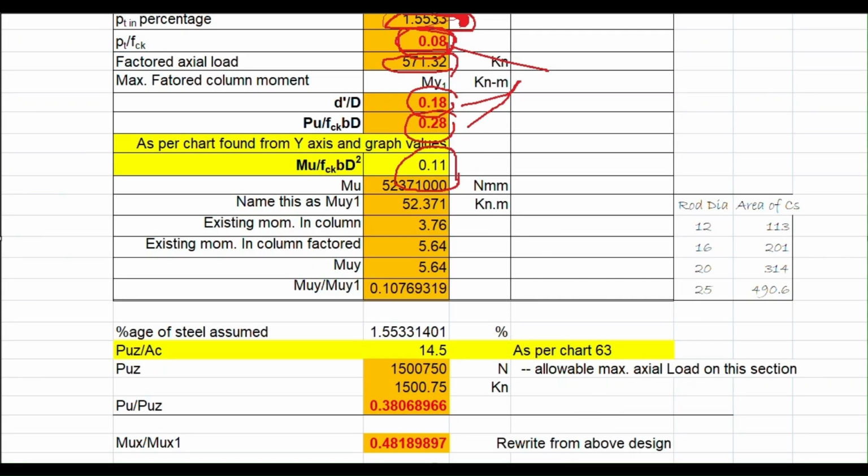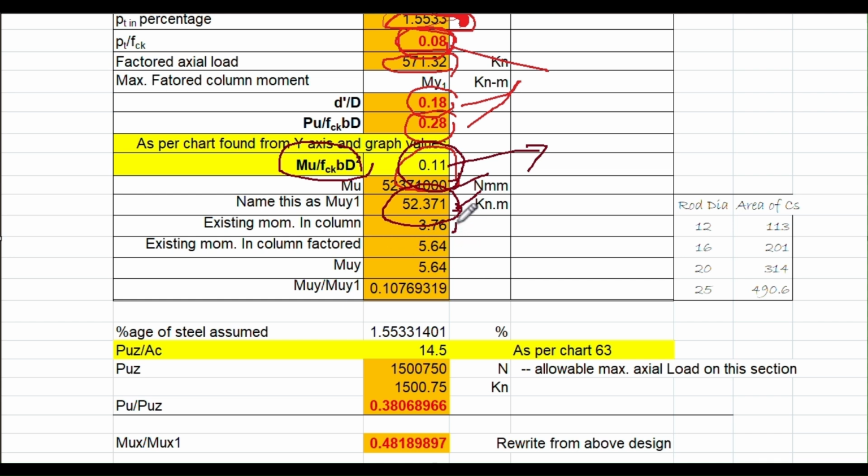Now we have taken this as 0.11 from the chart. Then from this equation, putting all other values, the Mu value comes as this one in Newton mm, converting this into kilonewton mm, as this is the corresponding moment of resistance of the column for the reinforcement of 1.5%. This may be called the resisting moment in the YY direction.